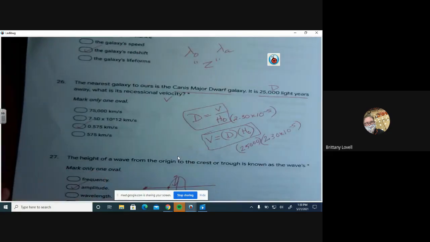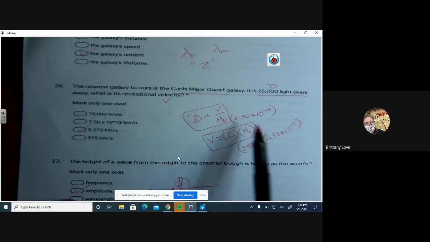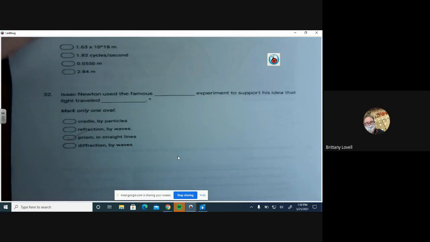Now remember, I'm probably not going to ask you about 25,000 light years, may not even ask about this galaxy, but it will be a galaxy that is a certain number of light years away, and you've got to be able to set up this problem and solve to find velocity, okay? Let's go ahead and look at number 31.